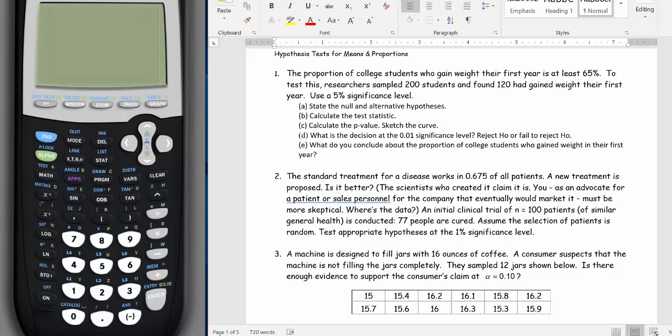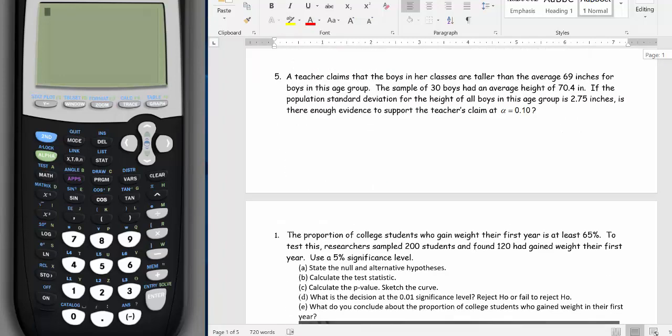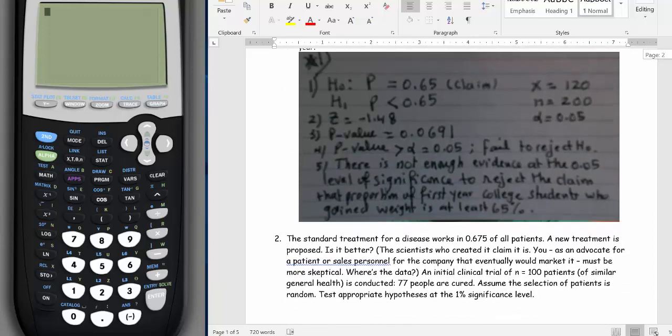Okay, as you notice, you have to state the null and the alternative hypotheses. You have to calculate the test statistic. You calculate the p-value. You make your decision to reject H0 or fail to reject H0. And then you write your conclusion in the context of the claim. So I'm going to scroll down now and show you the solution part and show you how to use the calculator to derive the solution.